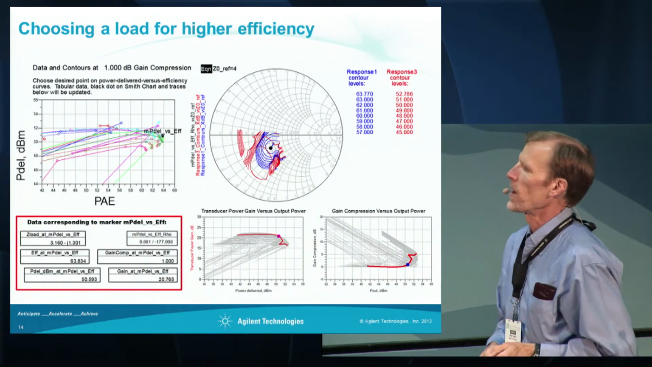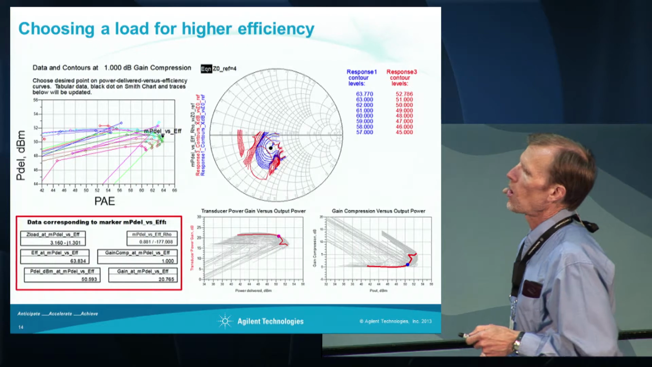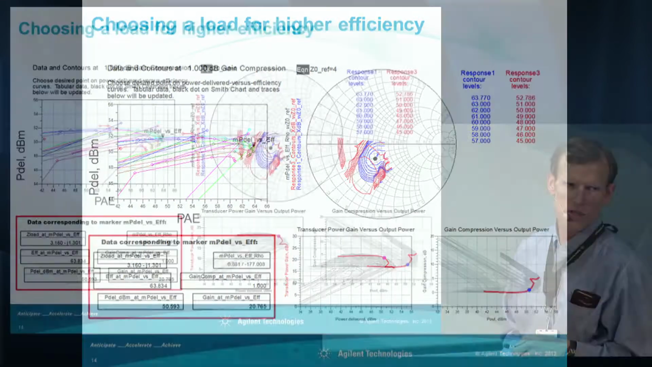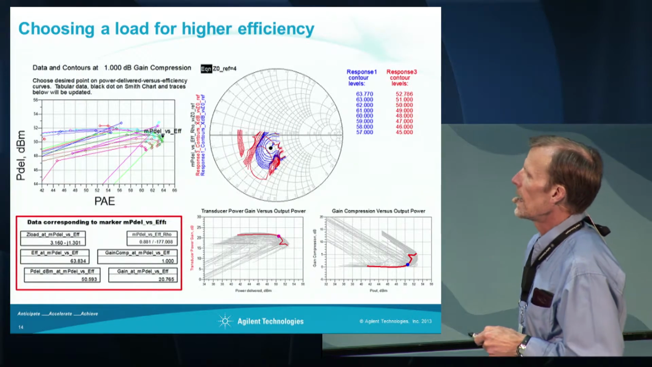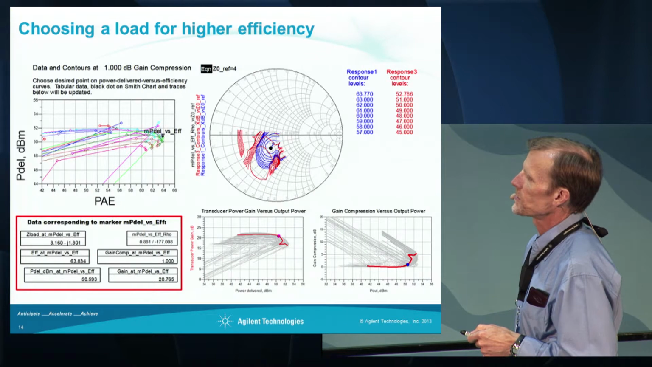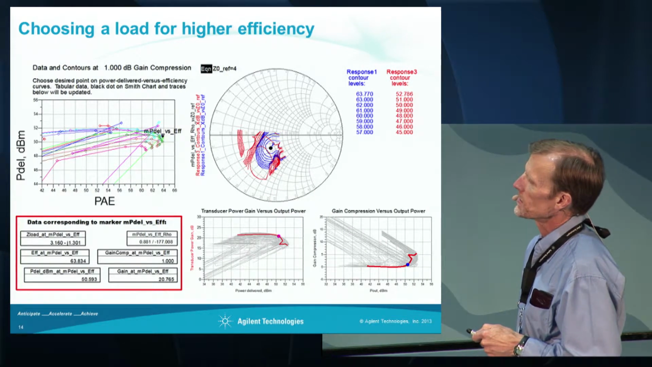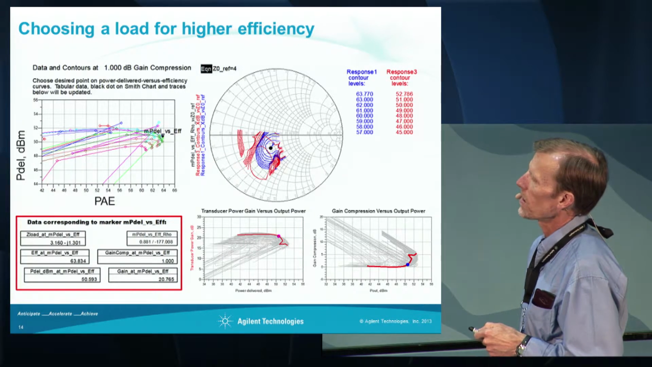This is a different way of looking at the data. I'm plotting on the y-axis power delivered versus power added efficiency, and we can select one of these points using this marker. In this case, we've chosen a point for higher efficiency. Again, this data is all at the 1 dB compression point. And this point that we've selected between power delivered and power added efficiency corresponds to this load on the Smith chart. And this is a 4 ohm Smith chart.